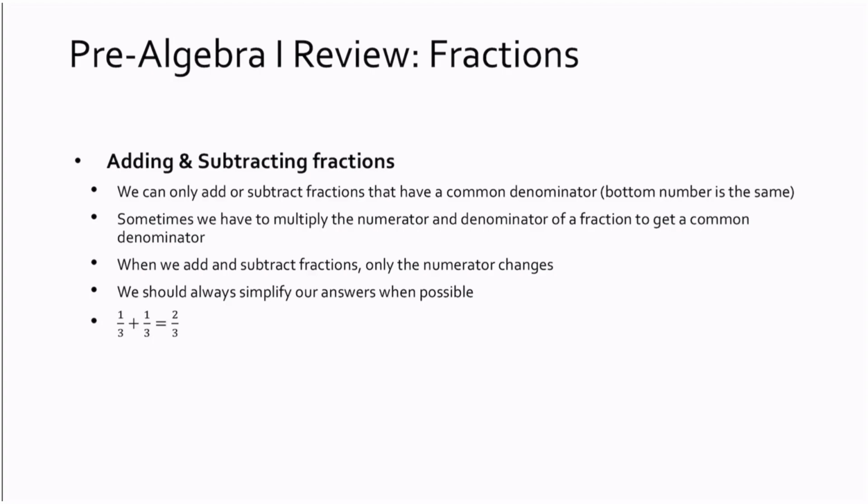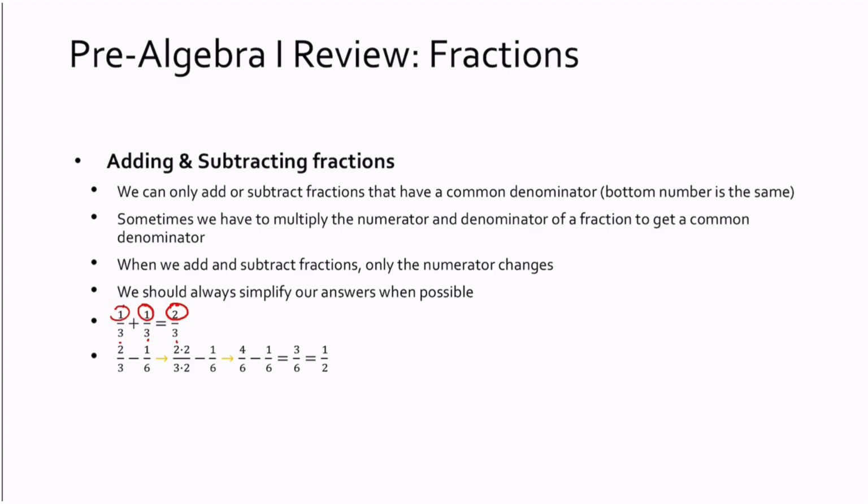So for example, if I have 1/3 plus 1/3, I get 2/3. So see, only this top number, only the numerator changes. The bottom number, the denominator, stays the same, 3, 3, 3. On the top, though, we have 1 plus 1 is 2. Now, like I said, sometimes we have to change these things.